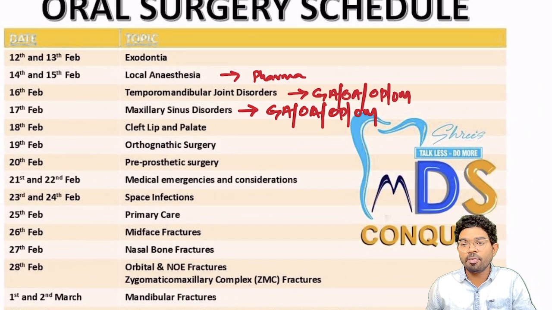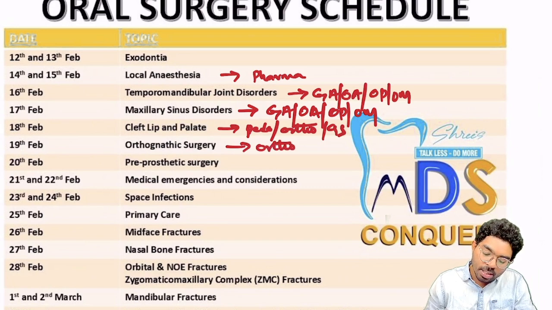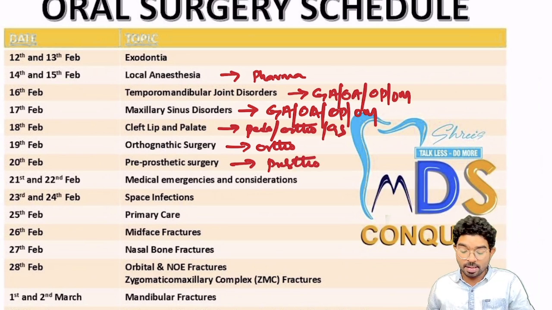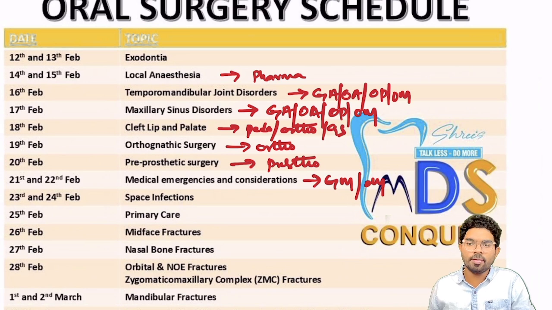You check out cleft lip and cleft palate. It is integrated with pedo and ortho, even GS. Orthognathic surgeries are inclined to your ortho subject. Pre-prosthetics are inclined to your prosthodontics. And of course, medical emergencies are inclined to many subjects like general medicine and oral medicine. Most of your questions in the final exam of general medicine will be about medical considerations and medical emergencies in a dental scenario.